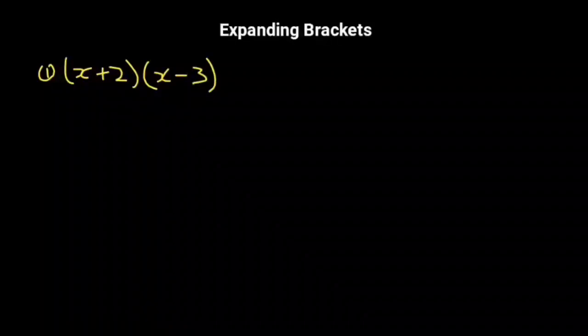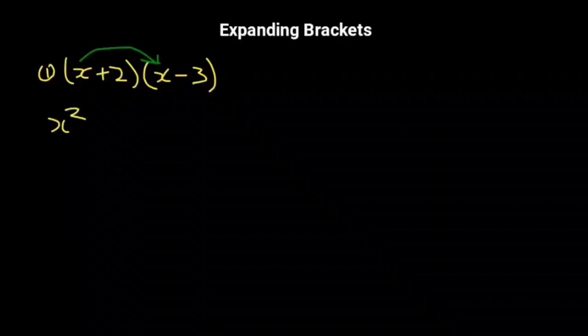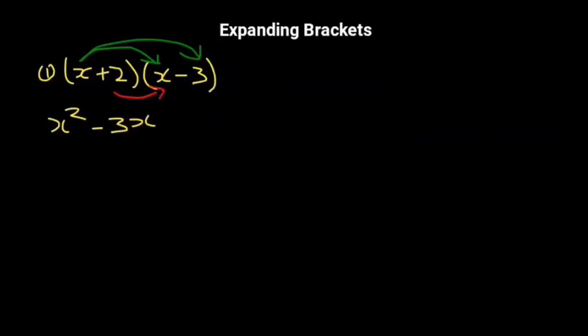is multiply our x by our x, and we'll have x squared, because x multiplied by x is equal to x squared. Multiply our x by negative 3 and we have negative 3x. We'll now multiply our 2 by x and we have positive 2x.